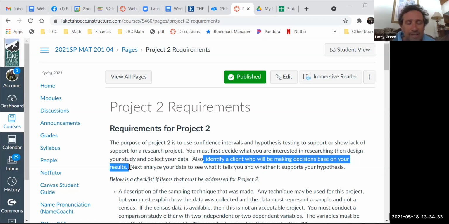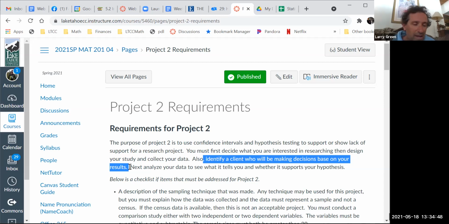And that should be quick. It should not take a long time to get your data. If it does, then you're wasting your time. Okay, it should be quick. Sometimes it's just a quick grab from the internet, the numbers, and remember it's a comparison study.